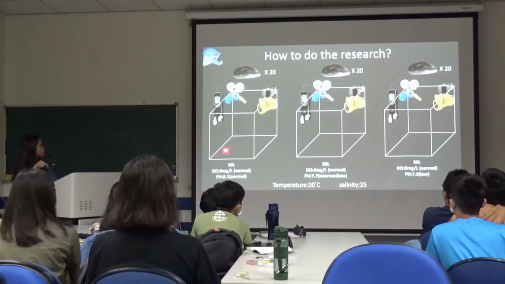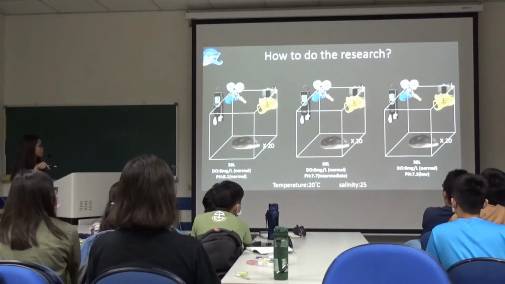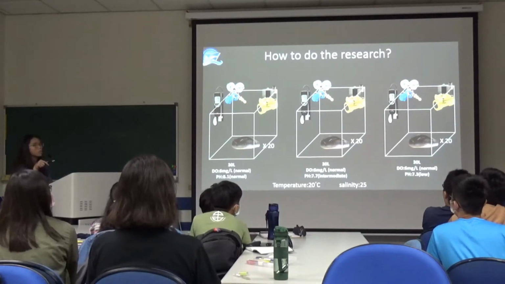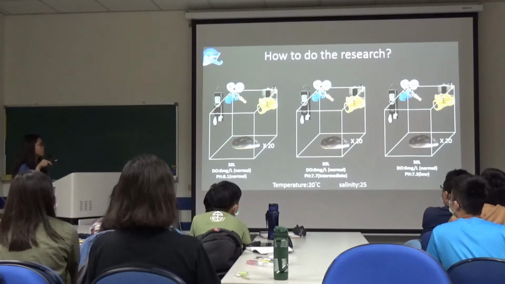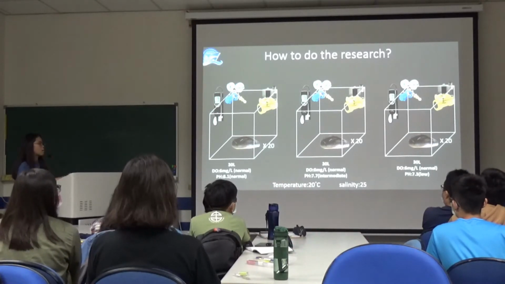And we will put seawater into each tank and also put 20 mussels into each tank too. Here we have the same equipment in each tank. This is the pH meter to control the pH value. And this one is the oxygen regulator to control the oxygen concentration. And this is a solenoid valve. It can pump carbon dioxide into the water. And their temperature is all 20 degrees Celsius. And the salinity is all 25.